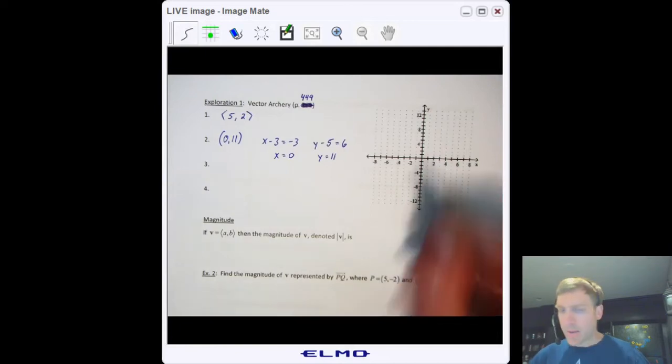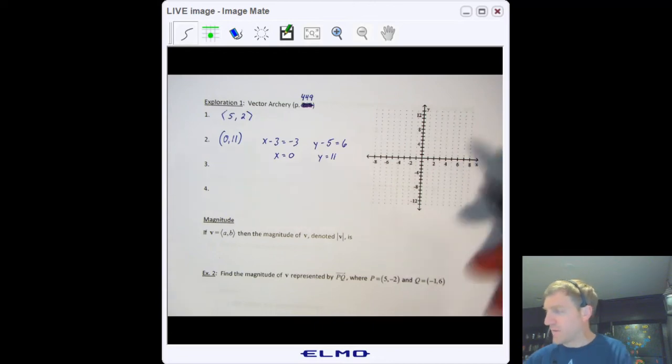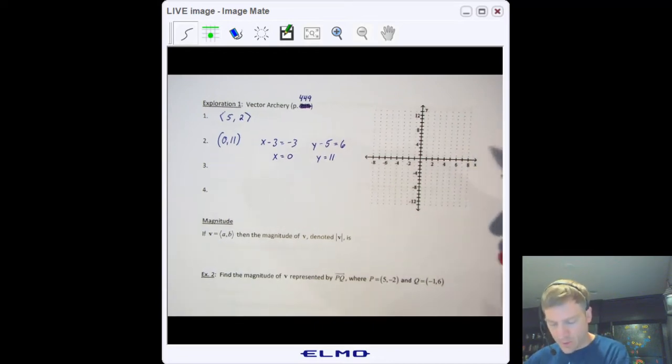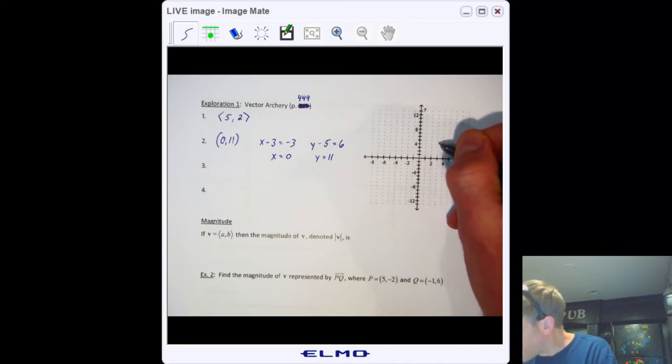All right, now I put an XY axis here because I also want you to visualize this. I think if you visualize it, it'll also make sense. So we're starting at the point 3, 5. So everybody plot the point 3, comma 5.